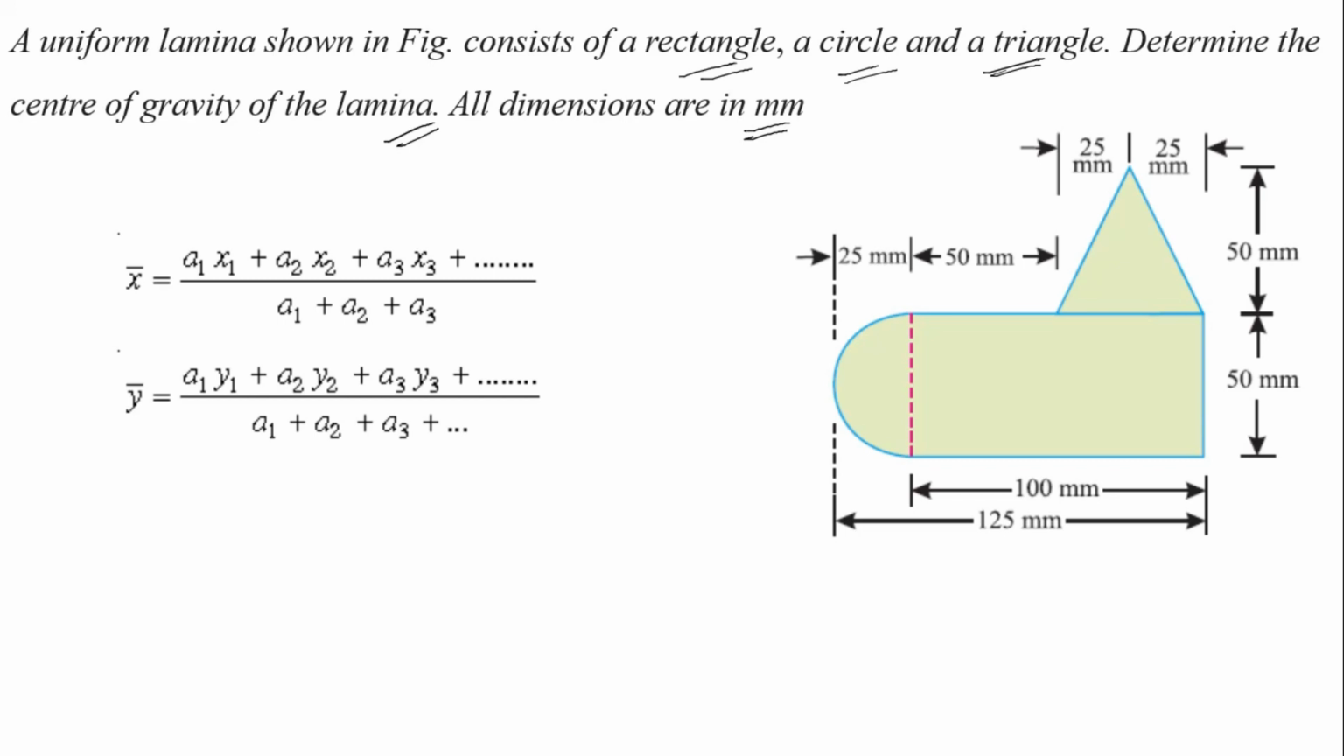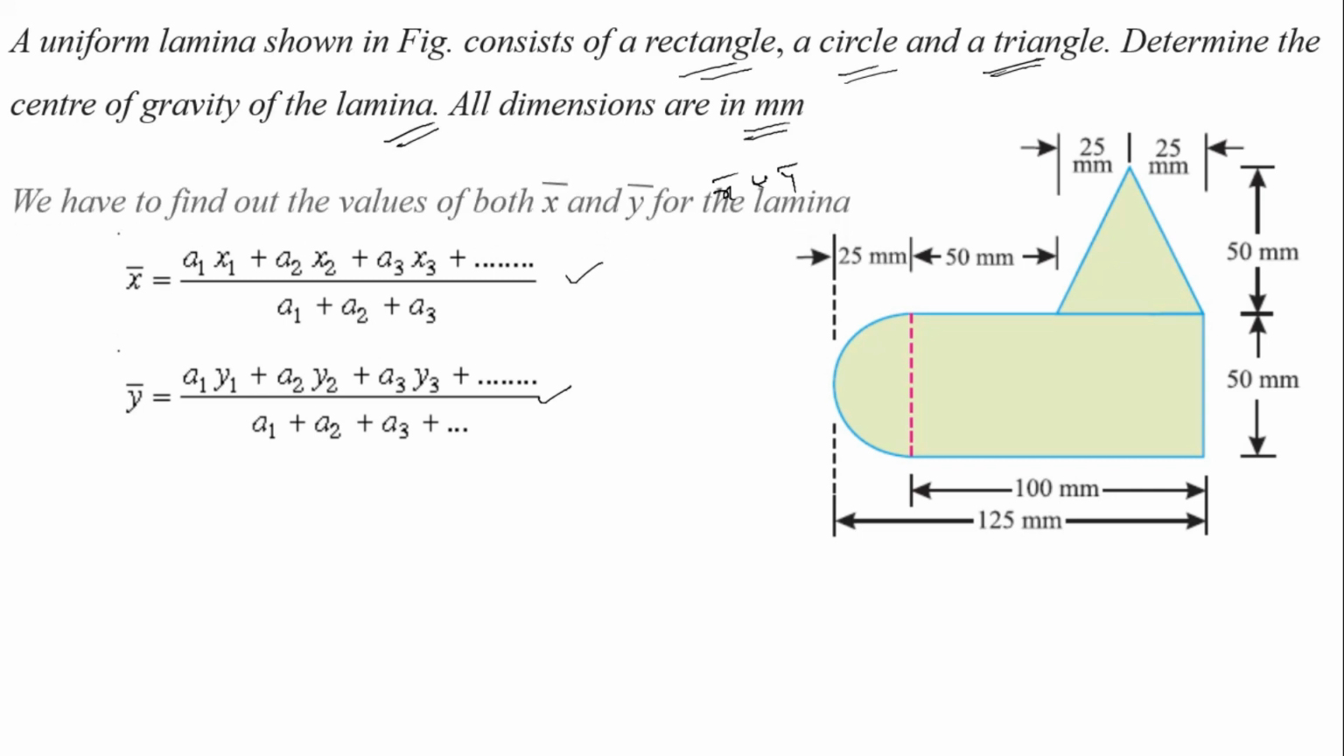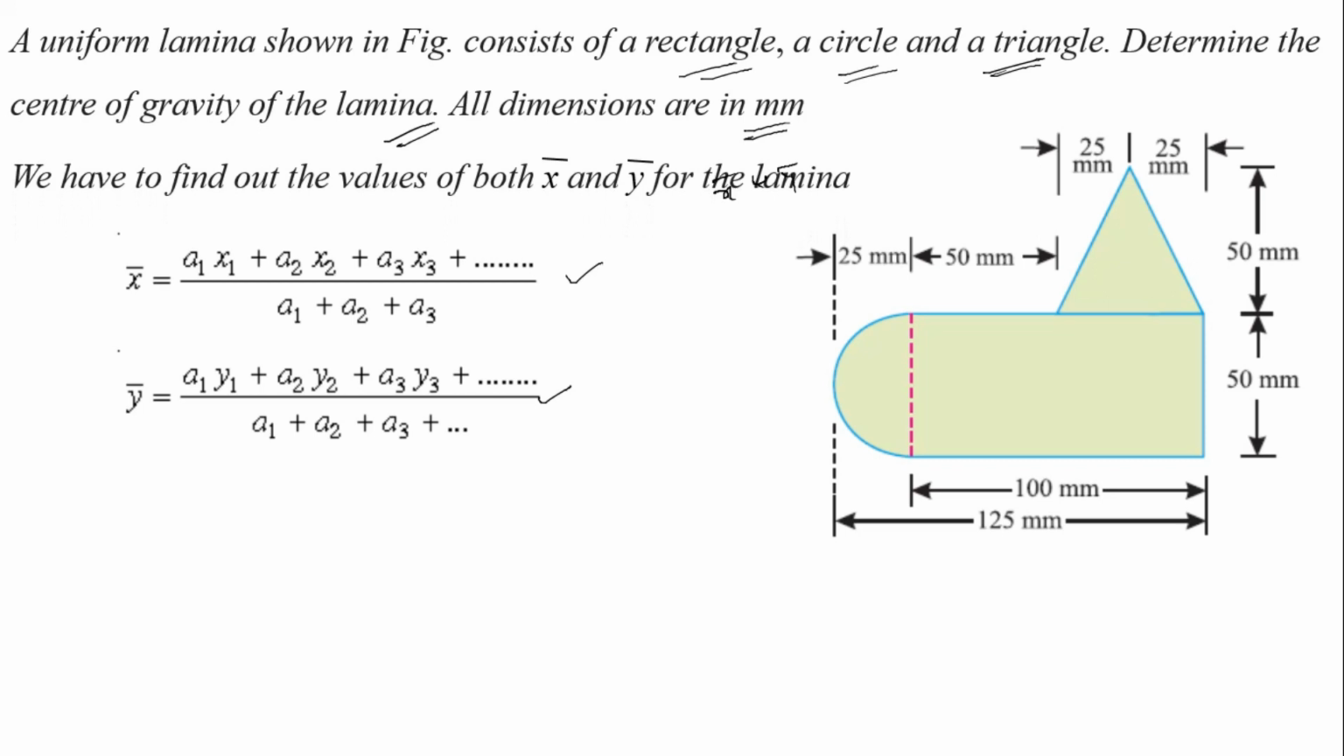So we know the formulas for x bar and y bar. We need to calculate x bar and y bar. Why? Because the given section is not symmetric about the x axis and y axis. So we need to find x bar and y bar for this lamina. Clear? Because this given section is not symmetric about the x axis and y axis, right.